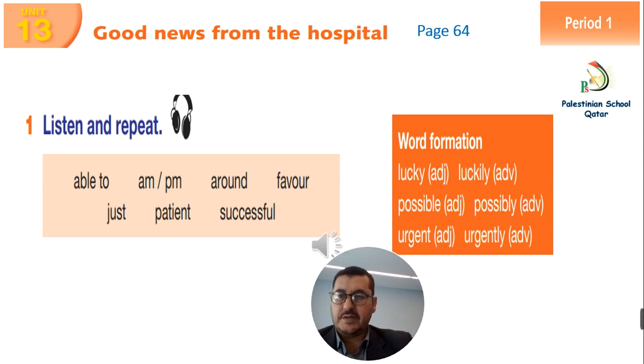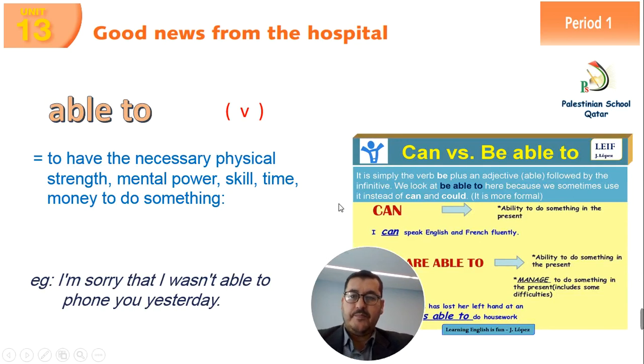Let's start with the first one, able to. Able to, it means can. To have the necessary physical strength, mental power, skill, time, money, all these can, if you have it, you have the ability to do something. So if you have money, you are able to do something. If you have power, you are able. If you have the mental power, if you have time, all these give you the ability to do something.